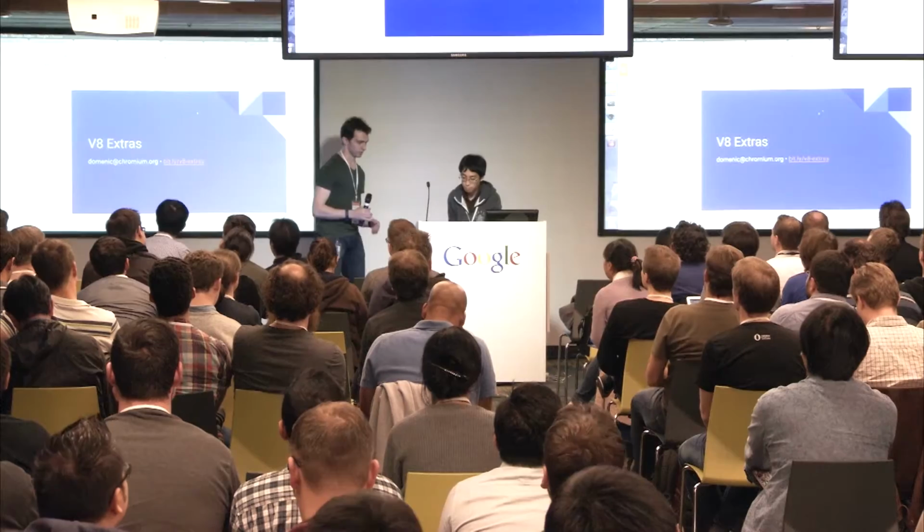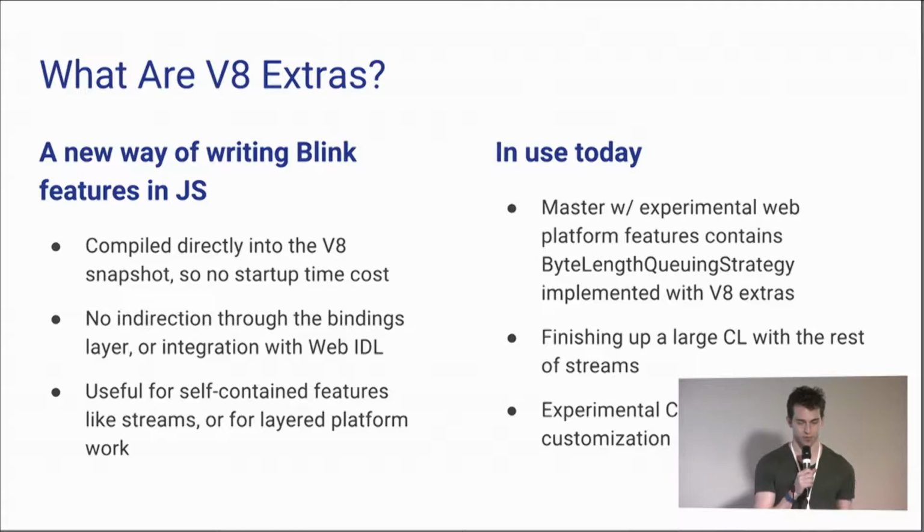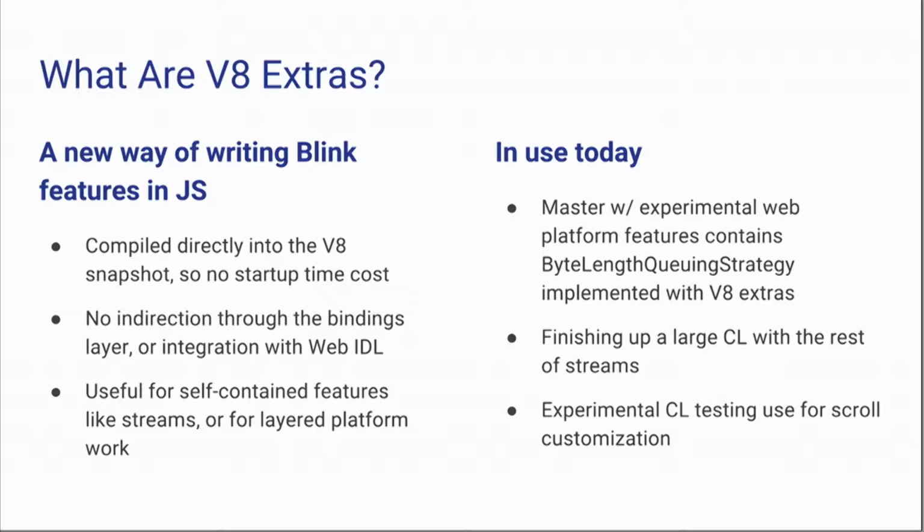All right, so I want to talk about a feature I worked on called V8 Extras. So what are V8 Extras? From your perspective at BlinkOn, they're a new way of writing Blink features in JavaScript. It's very low level. We compile it directly into the V8 snapshot, so there's no startup time cost like there is with V8 extensions or other things like that.